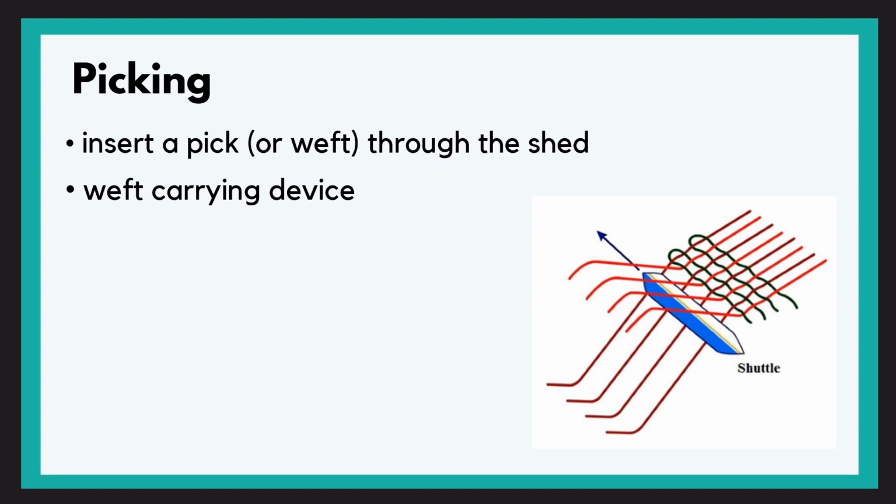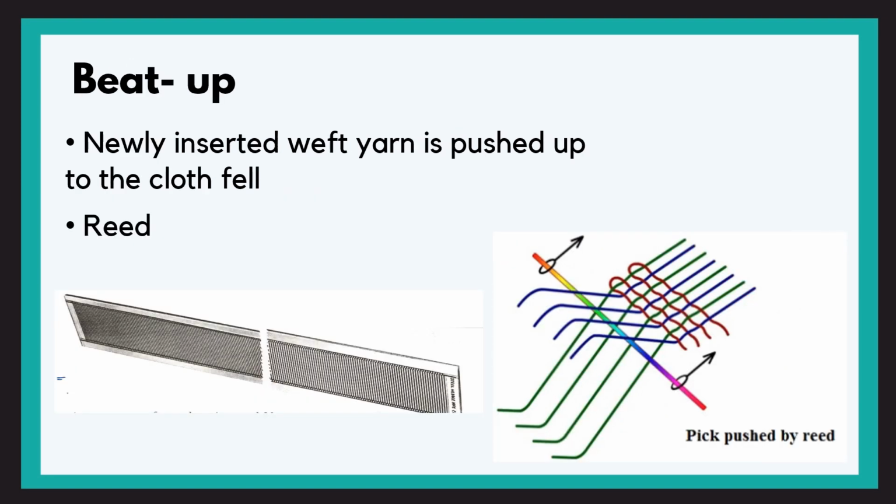Now we move on to the third primary motion, which is the beat up motion. Once the pick is inserted, the reed pushes it to the point of the last pick, that is the fell of the cloth.